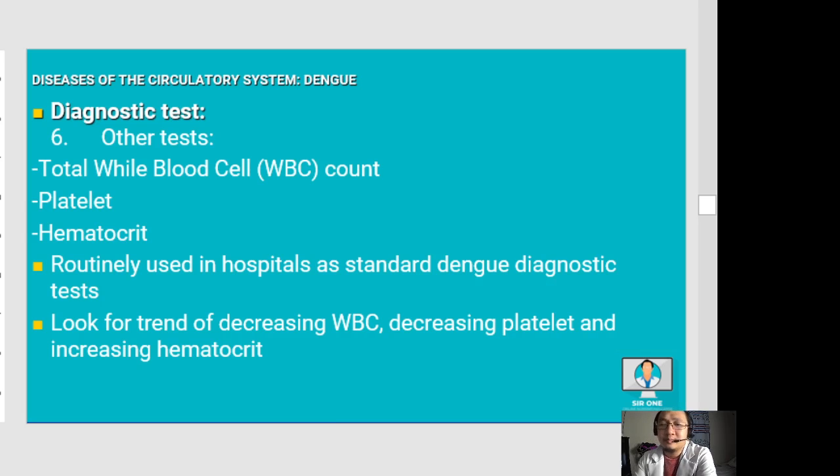Okay, look for the trend of decreasing WBC, decreasing platelet, and increasing hematocrit. Okay, if this is your diagnostic test, you should remember that the trend is decreasing WBC, decreasing platelet, and increasing hematocrit.